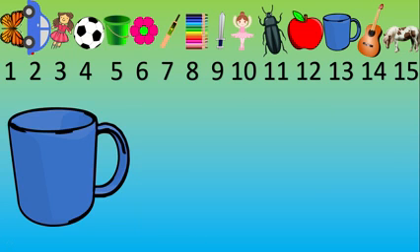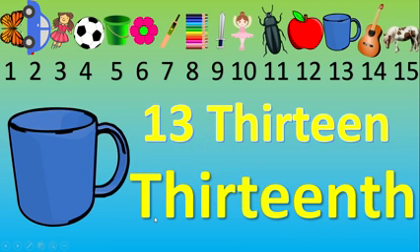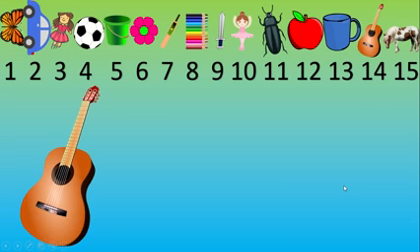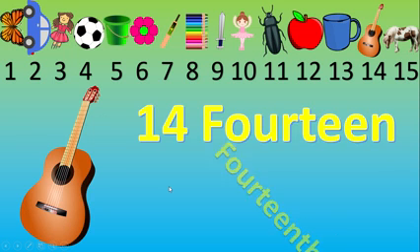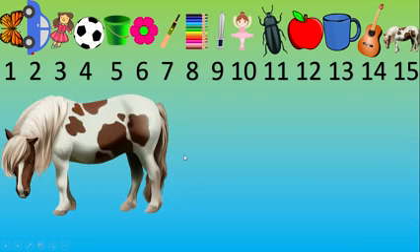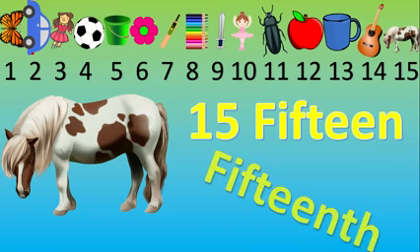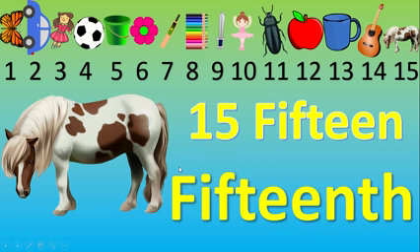The mug is number 13 in line, so it is 13th. T-H-I-R-T-E-E-N-T-H, 13th. The guitar is number 14 in line, so it is 14th. And lastly, we have the pony, which is number 15 in line, so it is 15th.